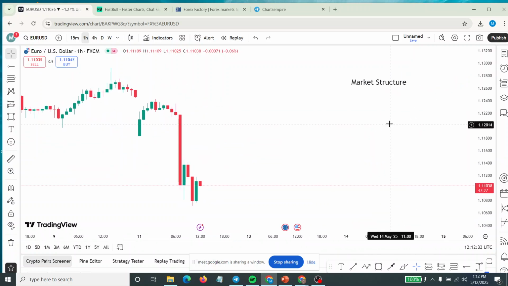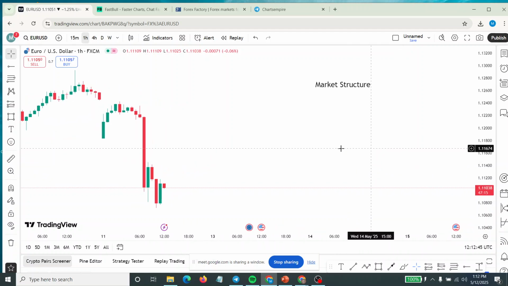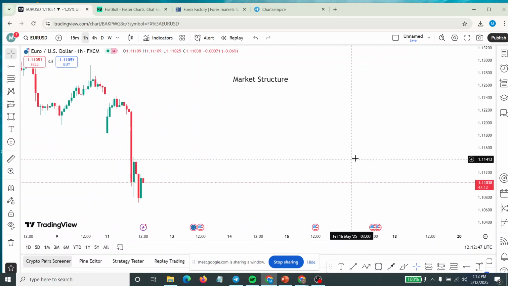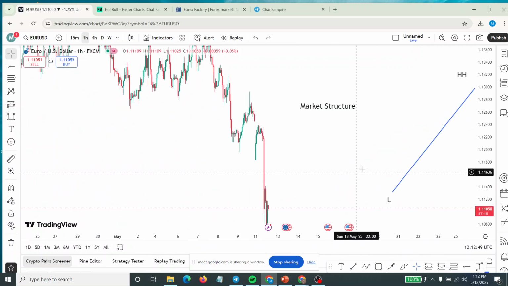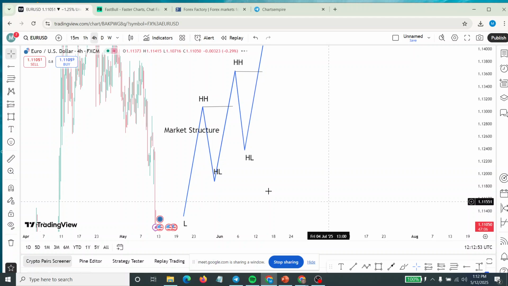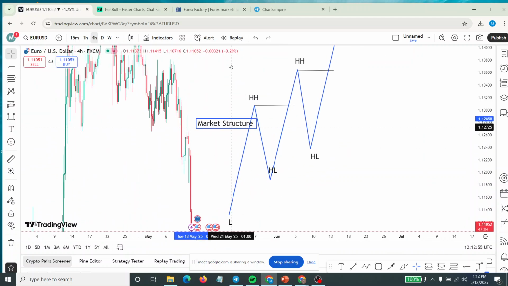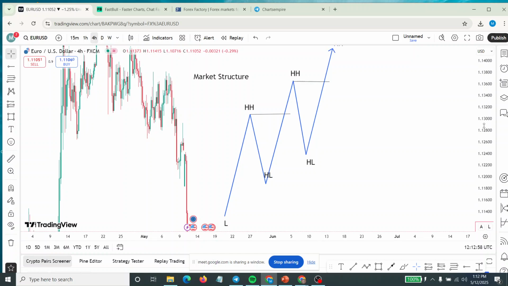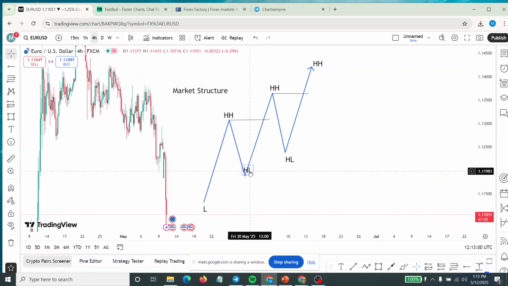Sideways? I can't hear you. You are saying sideways market. Okay, sideways. But before we jump onto that, we have to understand and know our structures. So in this kind of structure now, what can we say?